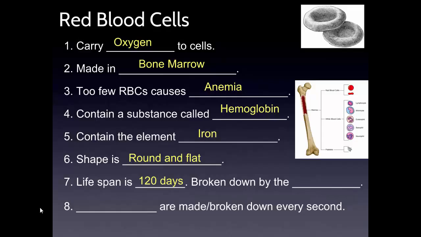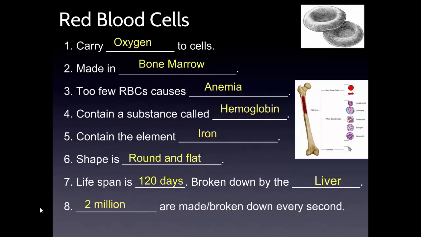Once they've outlived their useful life, they're broken down by the liver, and the components are recycled. So we are constantly in our bones producing new blood cells. In our liver and our spleen, we are constantly breaking down old blood cells. And we have so many blood cells, billions and billions, that 2 million are broken down or created every second in our bodies. So there's huge turnover in red blood cells.